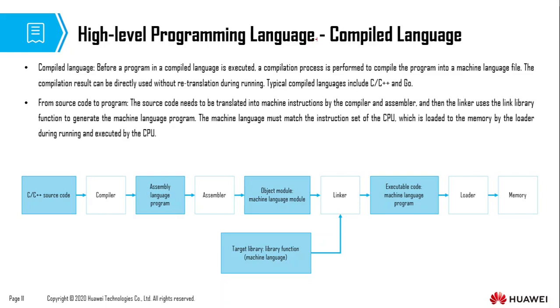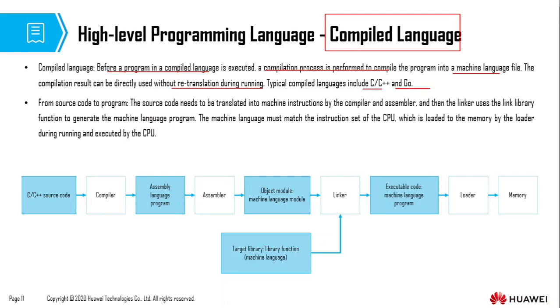So among high level programming languages, we want to look at compiled languages. As we said, before a program in a compiled language is executed, a compilation process is performed to compile the program into machine language. So the compilation results can be directly used without retranslation during running. What that means is that once you've compiled your program, we don't have to retranslate it. The computer can execute it because the compiled program is already in zeros and ones. Typical compiled languages include C, C++, Go, etc.